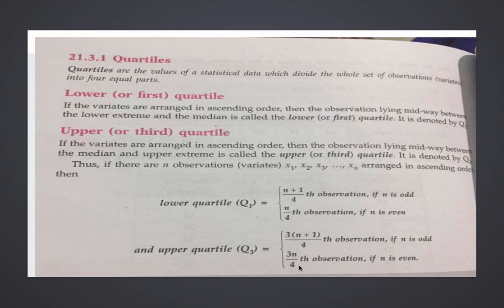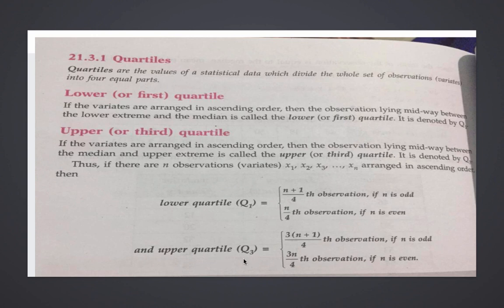Clear? Easy to learn. The formulas are also not difficult. So please have no confusions, because just the formulas are what you need to learn once. Nothing difficult at all in that. Quartile is clear. Dividing the variates into 4 equal parts. Lower quartile means dividing the number of observations by 4, and that particular observation will be that. For even and for odd, this is the formula.